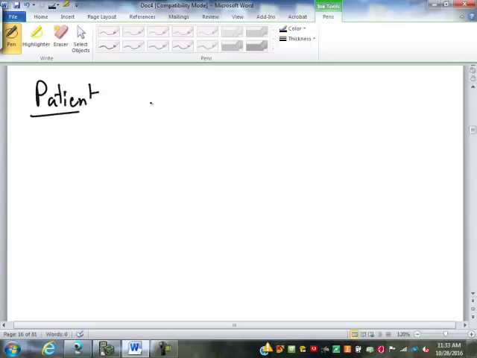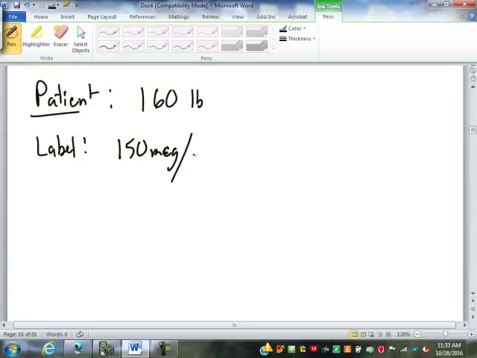So let's look at a patient again who comes in with a weight of 160 pounds. And we have a label or a recommendation of, let's do this, I'm going to put it in as 150 micrograms per kilogram per 6 hours.